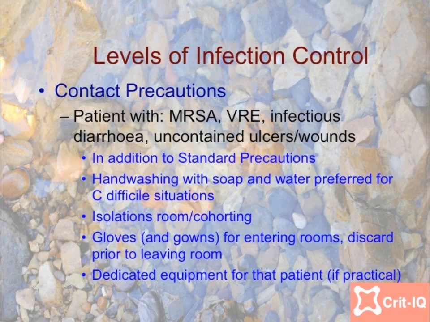Contact precautions are the next level up and are often used with patients with MRSA, VRE, infectious diarrhoea, and infective or uncontained ulcers or wounds. This includes, in addition to standard precautions, isolation rooms and cohorting of patients with these infections, the use of gloves and gowns for entering rooms. These gloves and gowns are discarded prior to leaving the room and hands are washed again, and trying to use dedicated equipment for that patient.